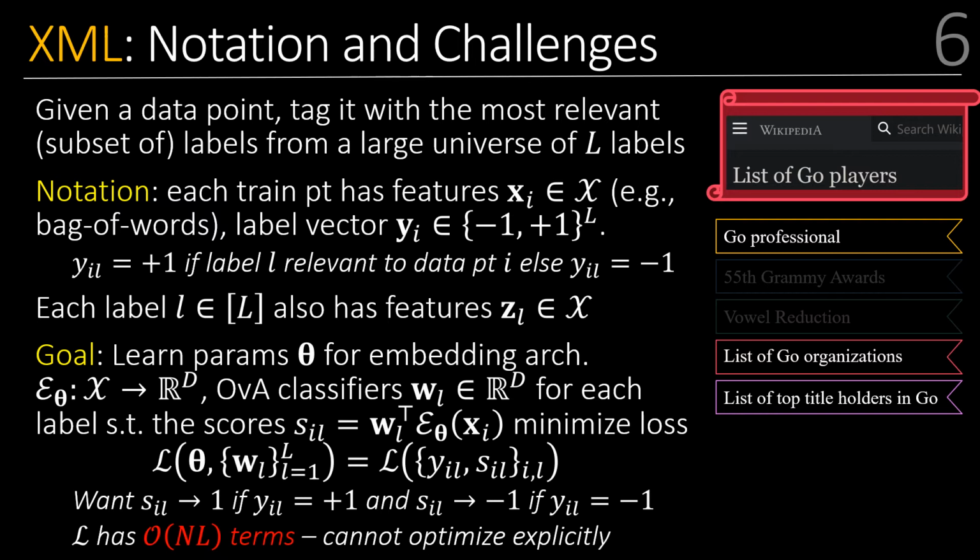in this particular example. The goal is to learn the parameters theta for the embedding architecture and the extreme classifiers W_l by optimizing the loss, that is script L. Unfortunately, doing so can be computationally prohibitive as it has order N times L terms where both N and L can run into hundreds of millions.